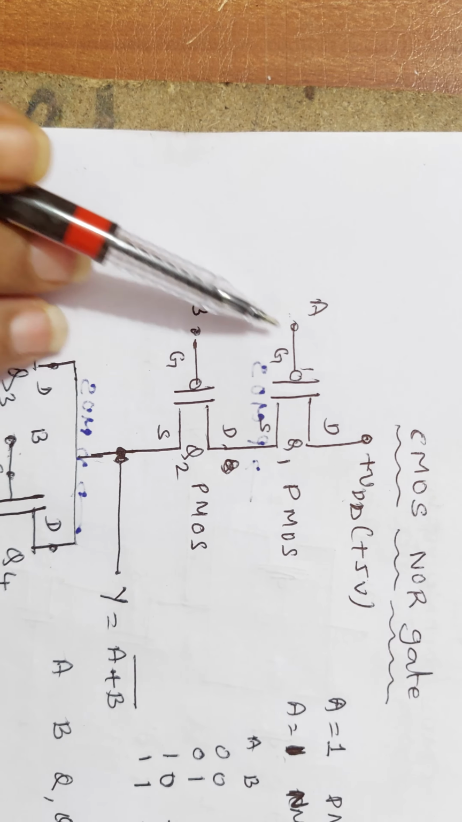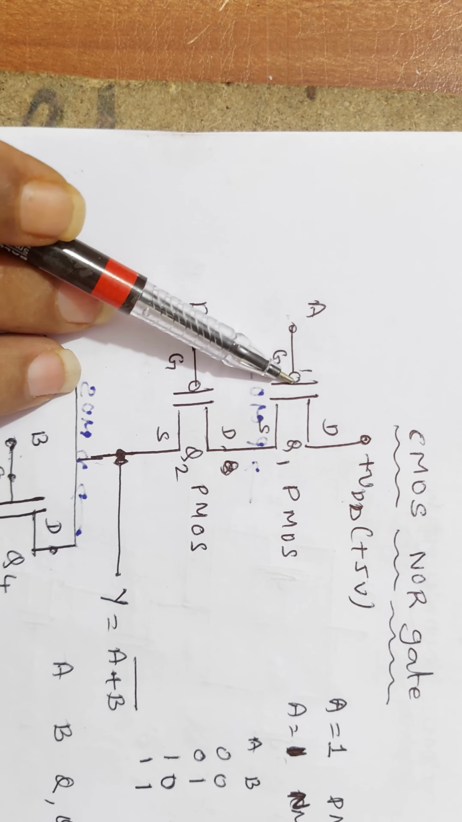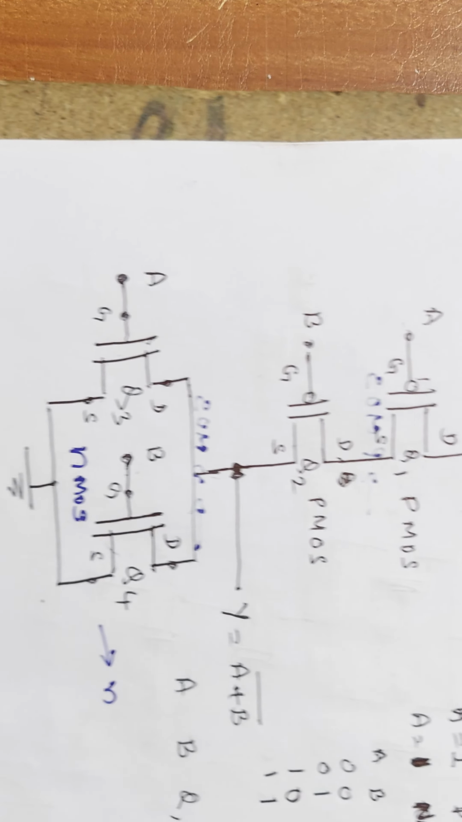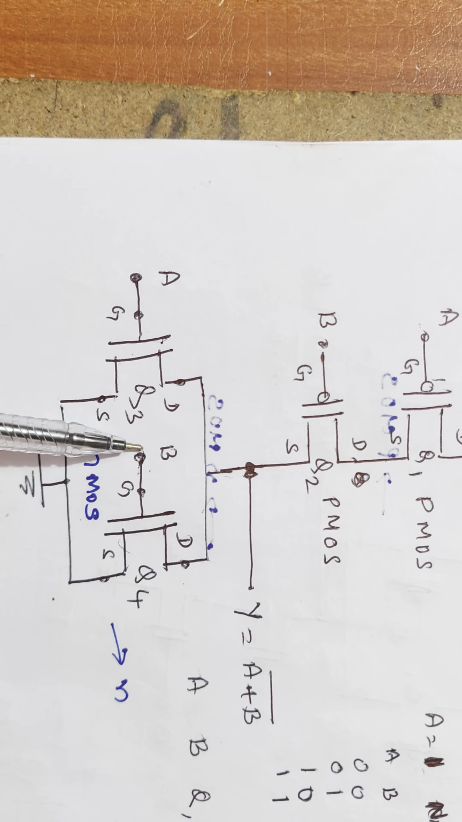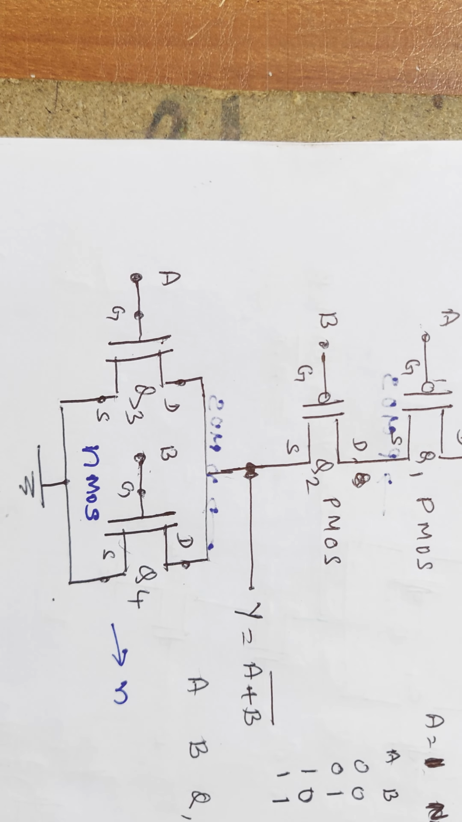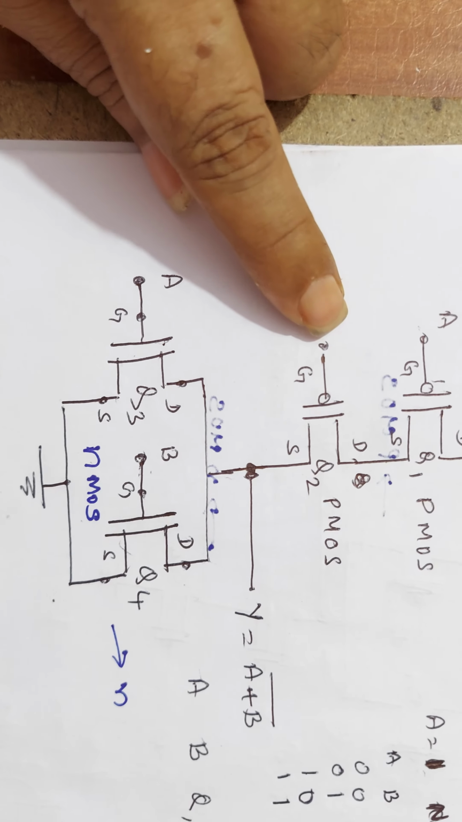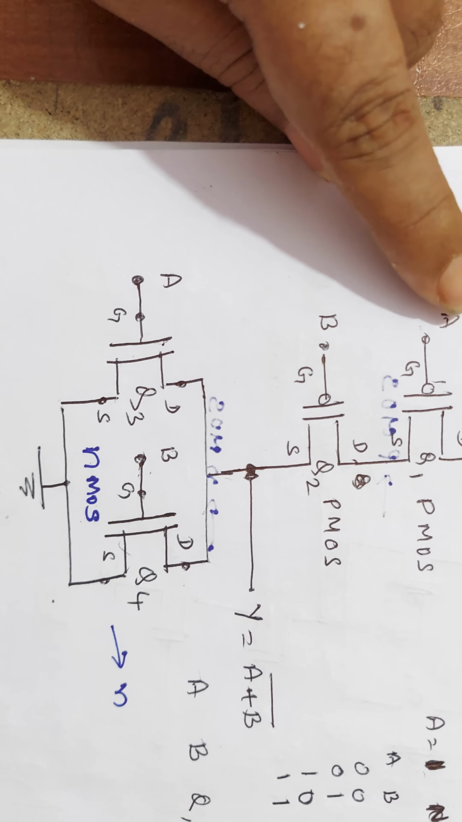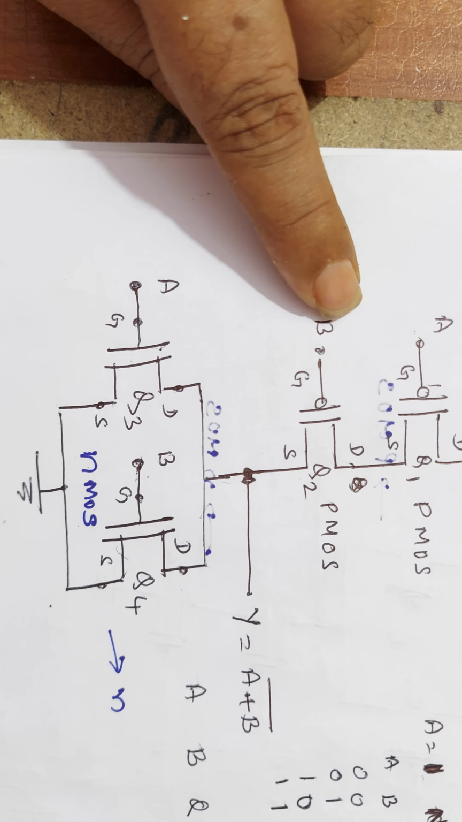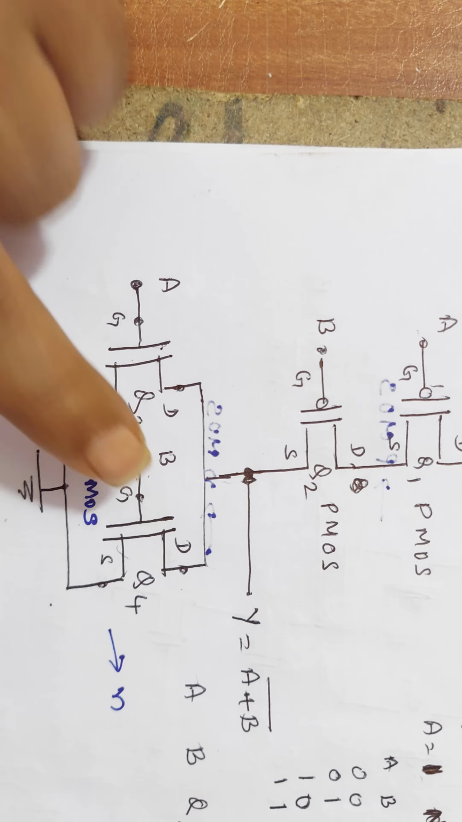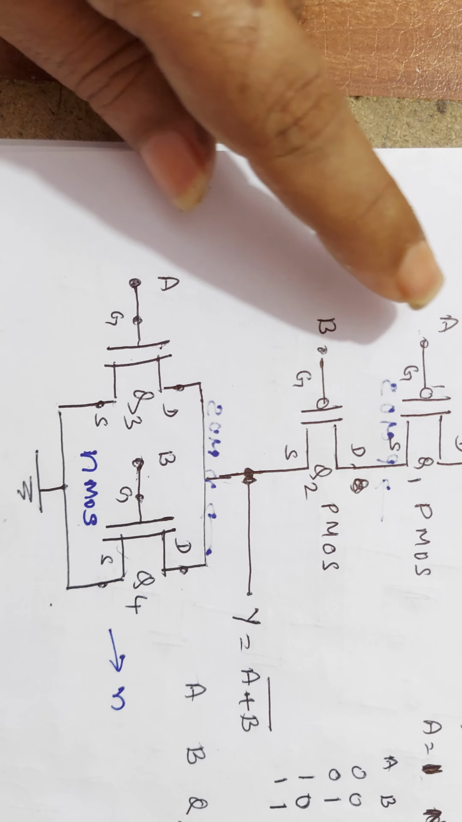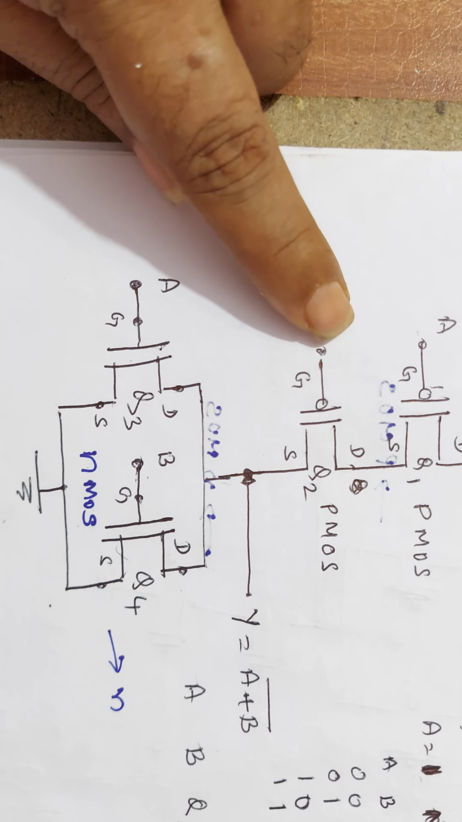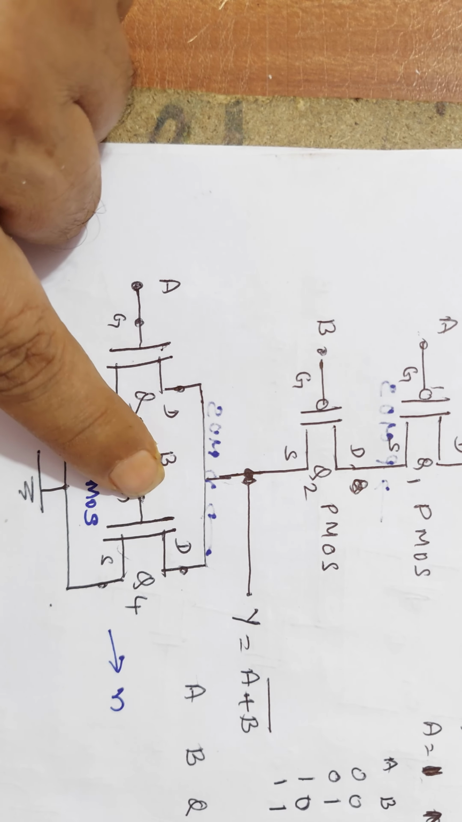They are applied to the gates of the P channel MOSFETs. Similarly, they are applied to the gates of the N channel MOSFETs. Here A and B are the two inputs, and the same inputs are also applied to the N channel. A is 0, B is 0 for the first case. Sorry, A equals 0, B equals 1 for the second case.